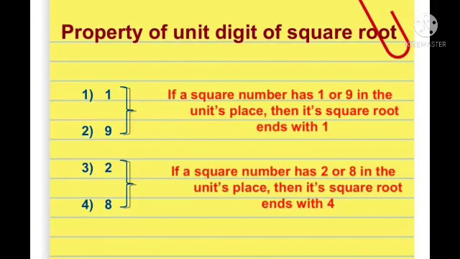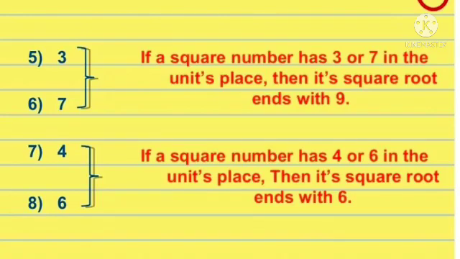Property of a unit digit of square root. If a square number has 1 or 9 in the units place, then its square root ends with 1. If a square number has 2 or 8 in the units place, then its square root ends with 4. If a square number has 3 or 7 in the units place, then its square root ends with 9. If a square number has 4 or 6 in the units place, then its square root ends with 6.